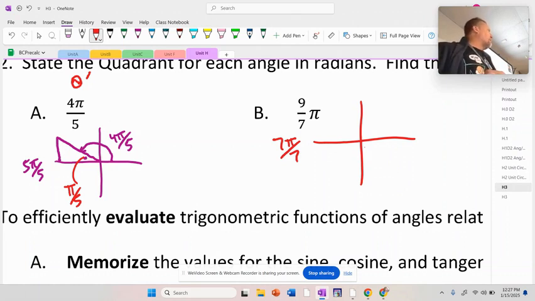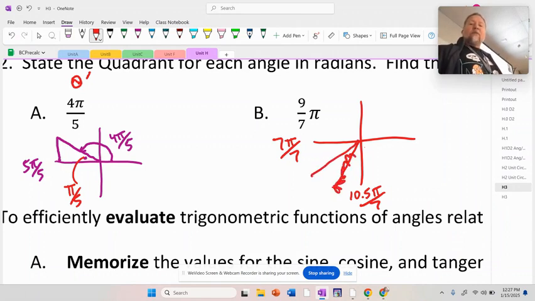Hold on, wait. I don't want to be a fool. No. Where would 10 pi over 7 actually be? It'd actually be here because 10 pi, that's 3.5. So it'd be 10.5 pi over 7. Isn't that crazy? That's equal to 3 pi over 2. Did you know that? Half of 7 is 3.5. Yeah. So 10 pi over 7. So 9 pi over 7 is like right there.